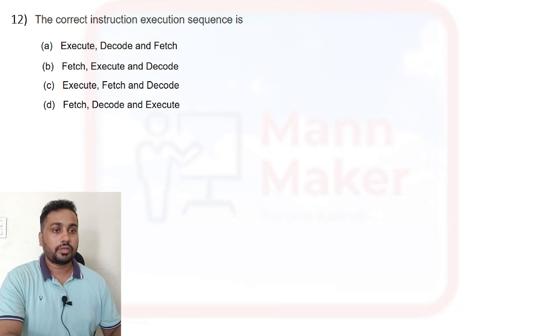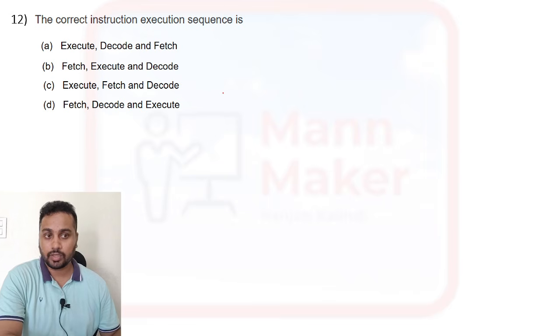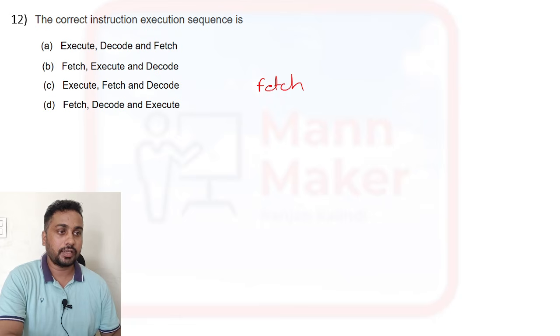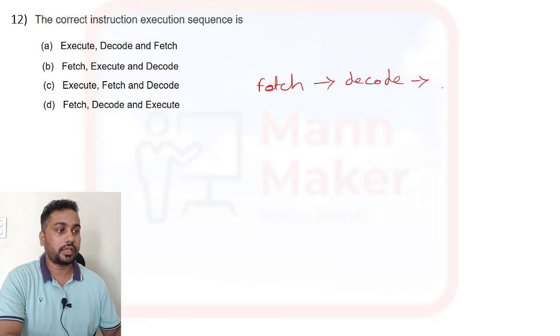Okay. Now the next one: the correct instruction execution sequence is. In a microprocessor, whenever an instruction is given, in an instruction cycle, first it will fetch the opcode from the storage element or memory, then it will decode that, and after decoding it will execute. So this is the instruction cycle in a microprocessor: fetch, decode, execute. This is the process or step.